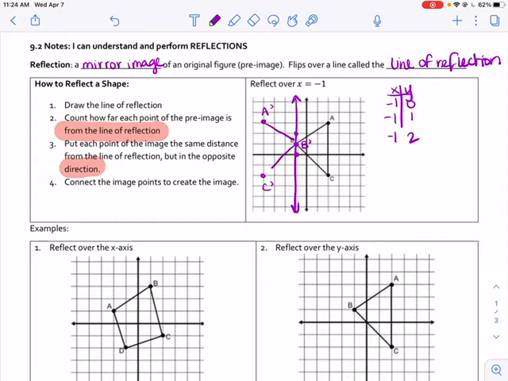Then the last step is to connect all of your points to make your image. Let's look at some things that we notice about this image. The triangle is not only facing a different way, it's been flipped over. So your shape is going to look like a mirror image. It should look like it's facing a different direction. The other thing you should notice is that these triangles are the same size. This is like a line of symmetry, it's symmetrical, everything's good.